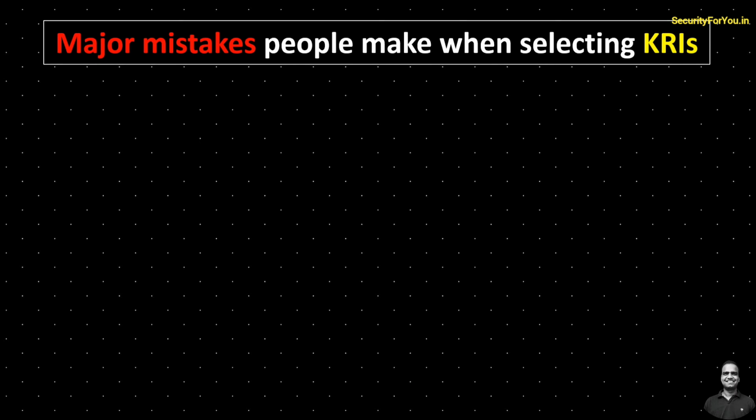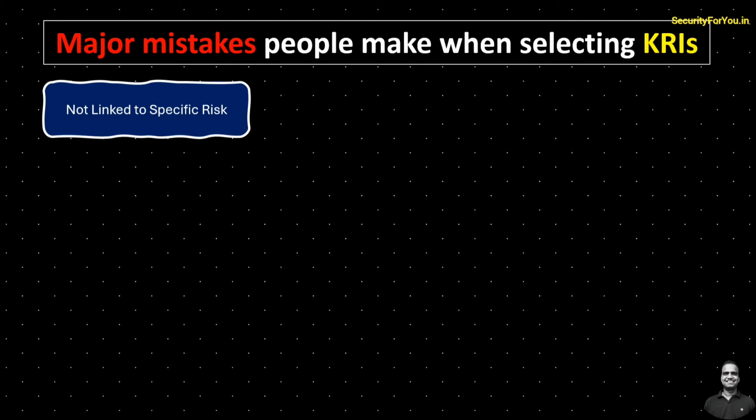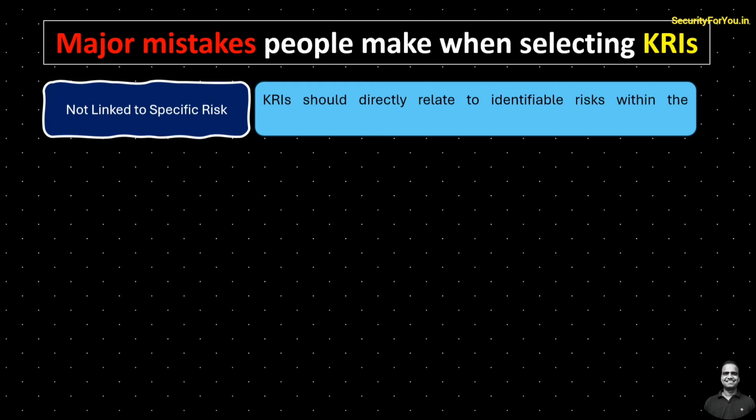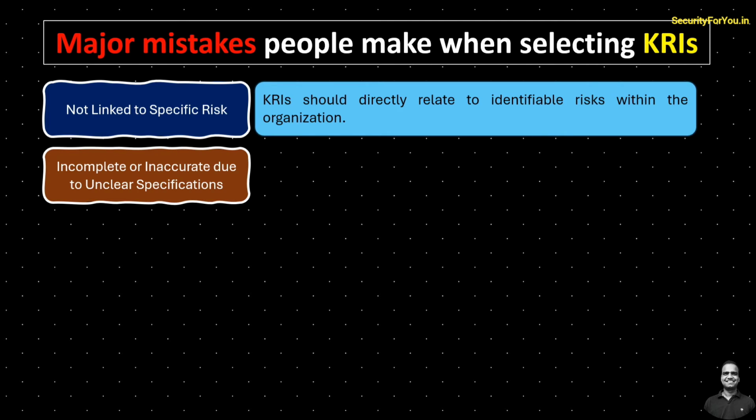What are some of the major mistakes people make when selecting KRIs? Some of the major mistakes which people make while selecting KRIs are: not linked to specific risk. KRI should directly relate to an identifiable risk within an organization. Like if an organization faces a cybersecurity threat from phishing attacks, a relevant KRI would measure the number of phishing emails detected. Incomplete or inaccurate due to unclear specifications.